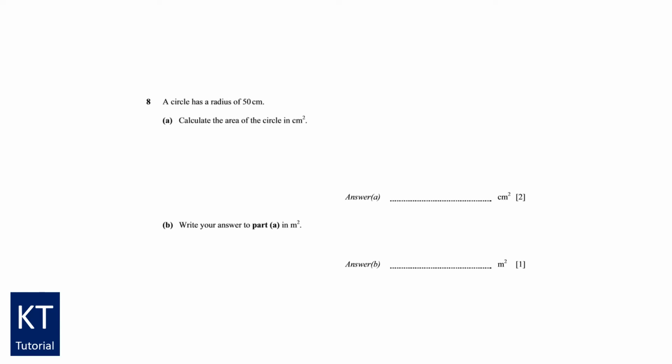Question 8. A circle has a radius of 50 centimeters. Calculate the area of the circle in centimeters square. The area can be obtained from the formula pi r squared with r being 50. Next, write your answer to part A in meters square. This is obtained by further dividing the previous answer by 100 square.